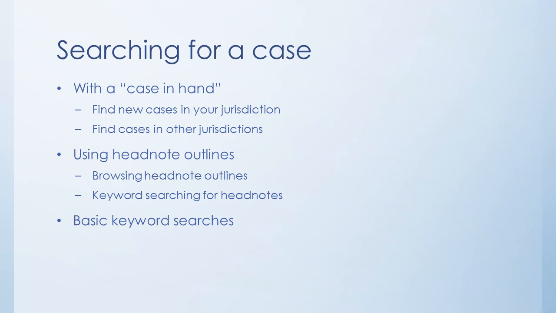There are 3 basic ways to search for a case. You can search with a case in hand, which means someone just gives you a case with a citation. Another is to use headnote outlines. So if you're already in a case, you can locate similar cases by looking at the headnotes. And another way, the way you are all probably familiar with, is by using search terms and filters to track down a case.